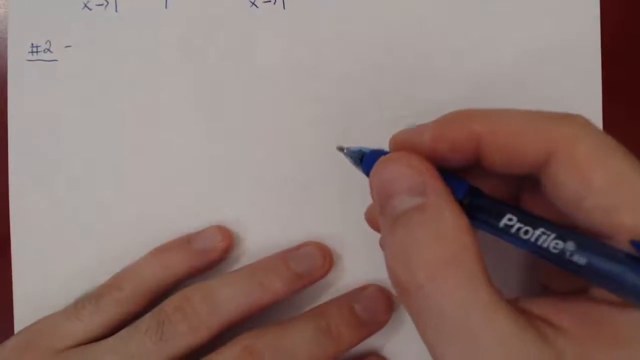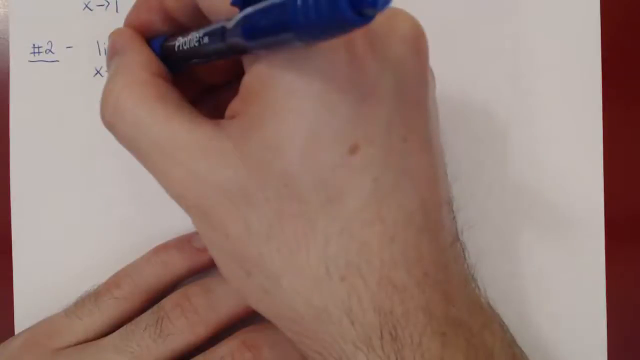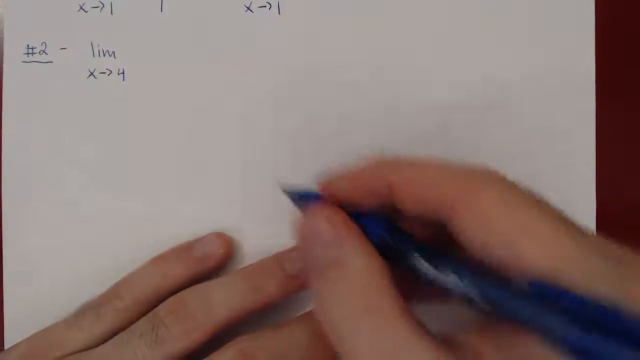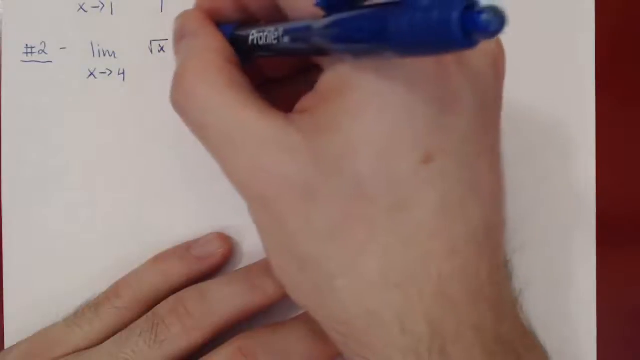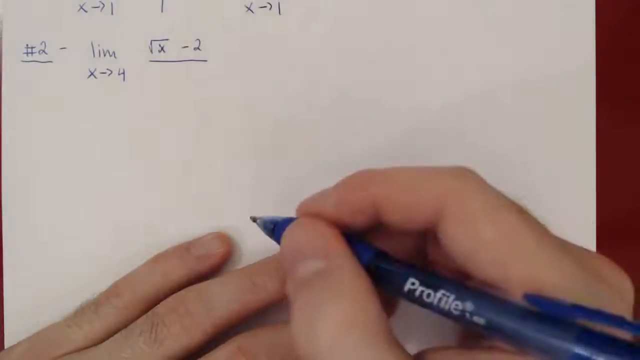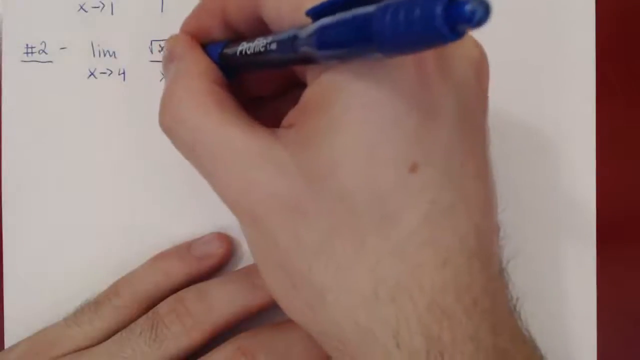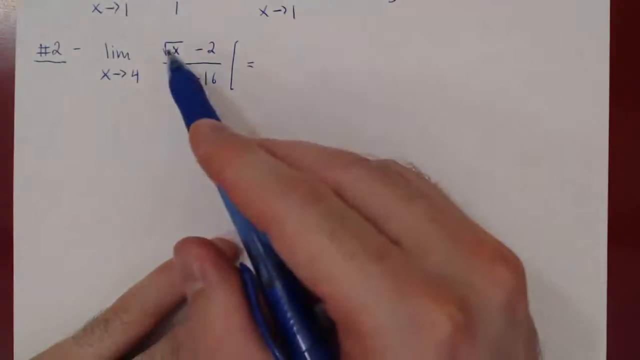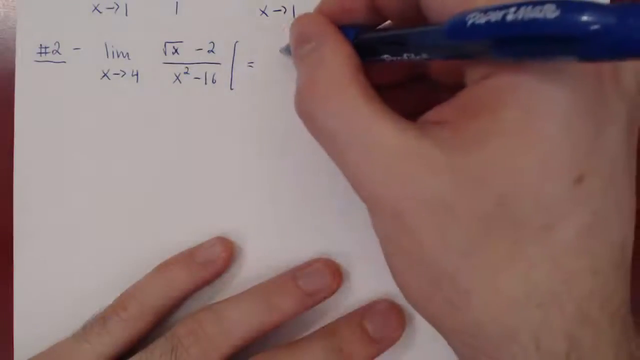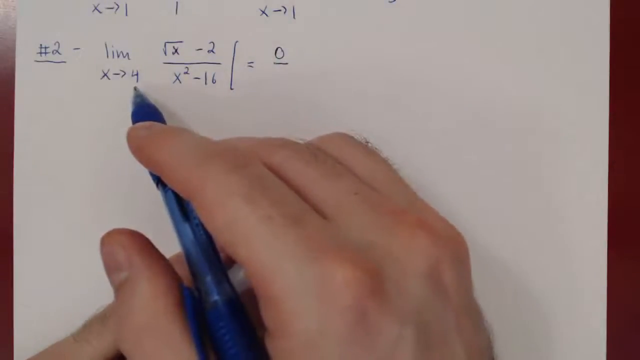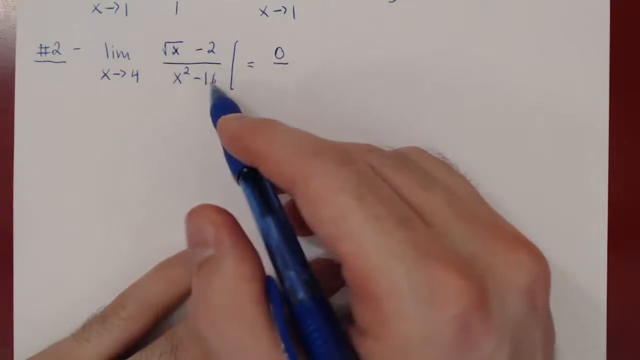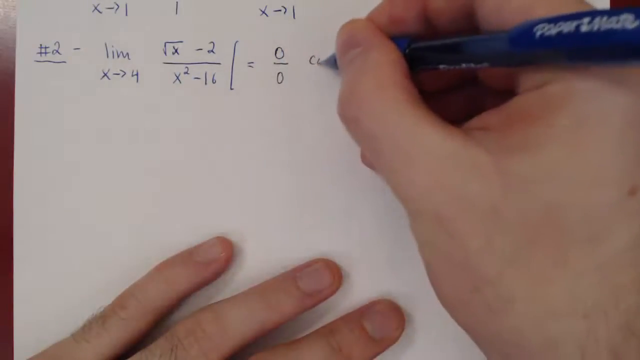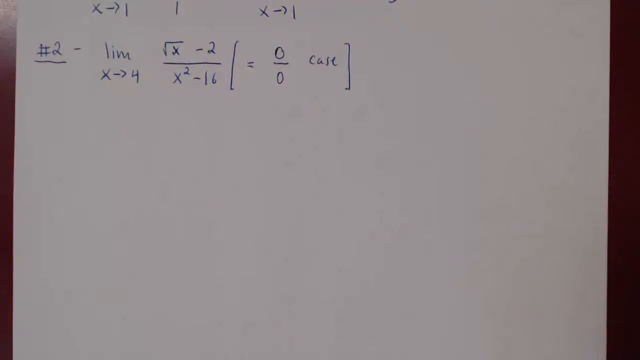Let's consider the limit involving a square root. What if we let x approach, say, 4, and we consider the square root of x minus 2 over, say, x squared minus 16. Well, as x approaches 4, root of 4 is 2. 2 minus 2 is 0. So we have a 0 over, as x approaches 4, 4 squared is 16. Minus 16 will also approach 0. We have once again a 0 over 0 case.